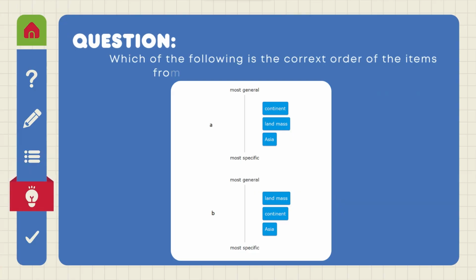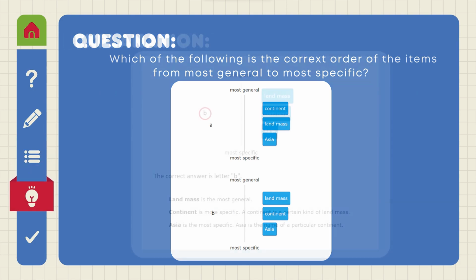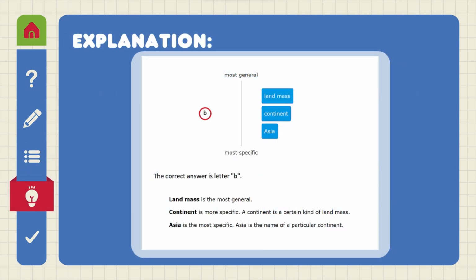Question: which of the following is the correct order of items from most general to specific? The correct answer is letter B.